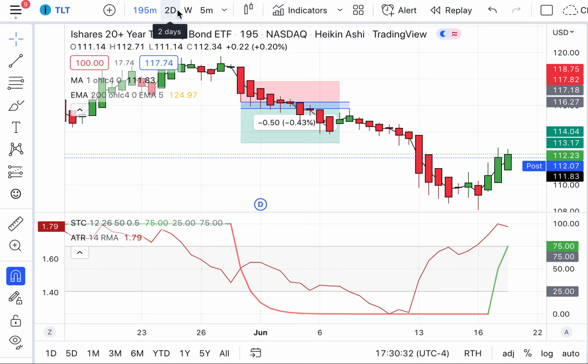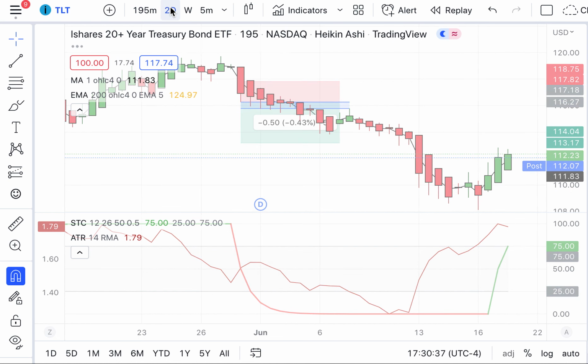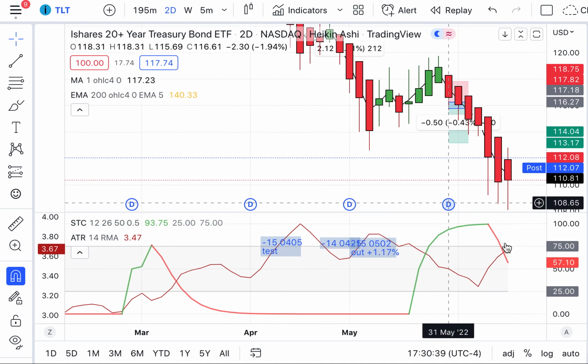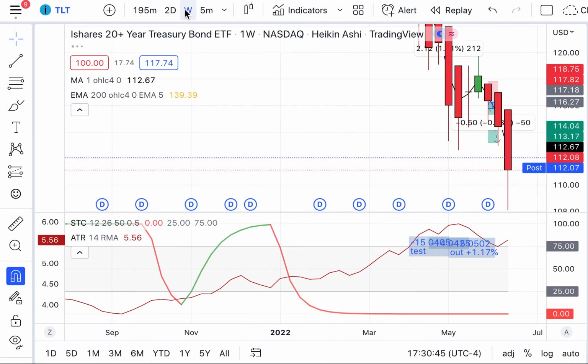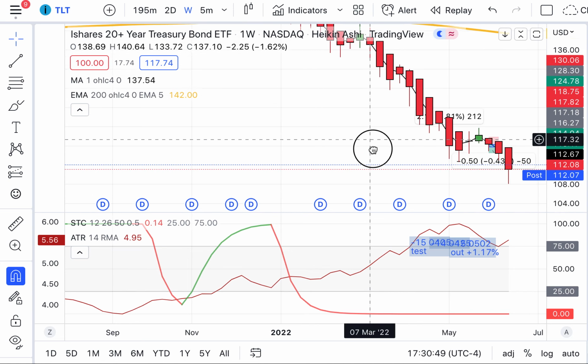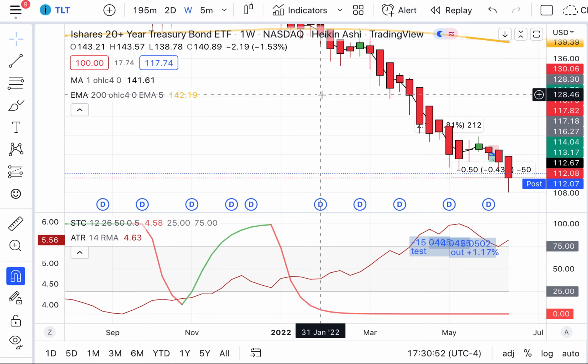So we see things ticking up on 20-year bonds. We look at the 2-day. It is, of course, negative. It rolled over earlier in the week, and the weekly, it is also negative. And just by the way, we are well below the 200 EMA on all of these. So we're at a negative 14.